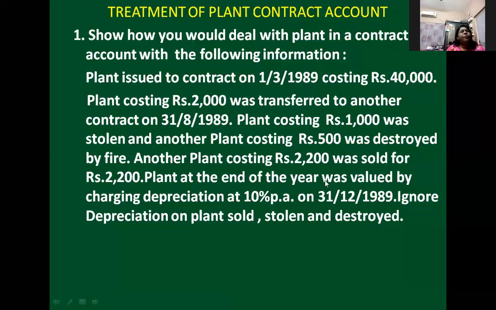Plant at the end of the year was valued by charging depreciation at 10% per annum. So the depreciation date is given in this problem as 31/12/89. Ignore depreciation on plant sold, stolen and destroyed. Now we'll move on to the solution.